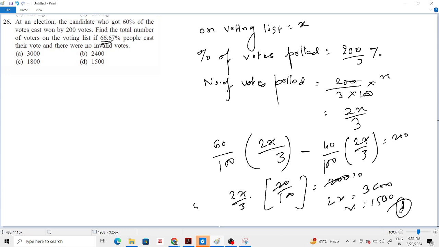So remember these things, that in CAT you will have the number of votes. Number of votes is X. Find the total number of voters. Number of votes is 1500.